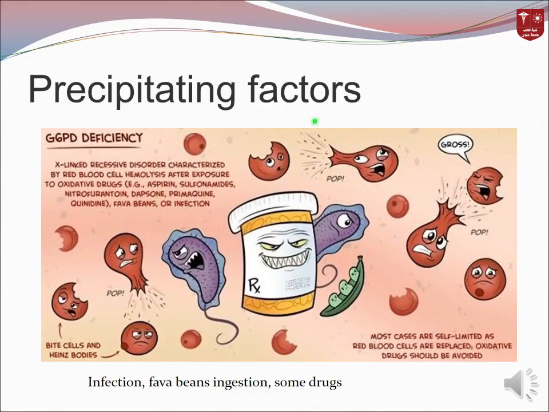Again, what are the precipitating factors? This is a repeated slide. We said before what are the precipitating factors. Some drugs like aspirin and anti-malarial drugs, and sulfa drugs, fava beans, infections, because infection leads to excessive phagocytosis and release of superoxide free radical, and so on.